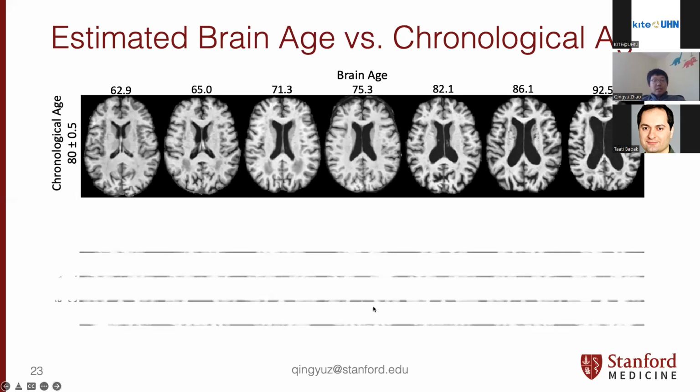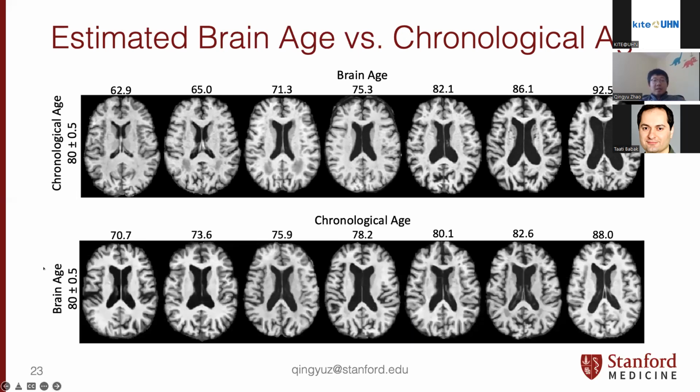On the other hand, if we pick those people with the same estimated brain age by our method, which is again 80 years old, we can see that their brains look more or less similar, despite that their real chronological age can be very different. So this means our estimated brain age is indeed a better marker for the health condition of the brain.